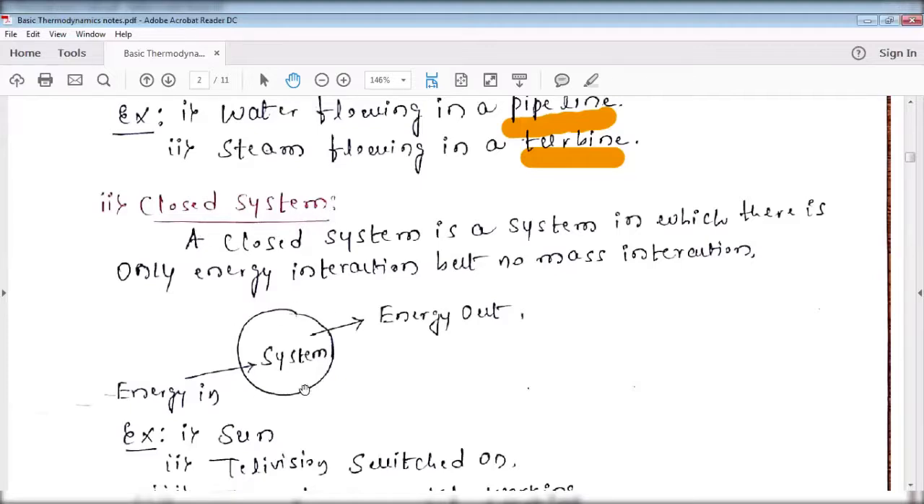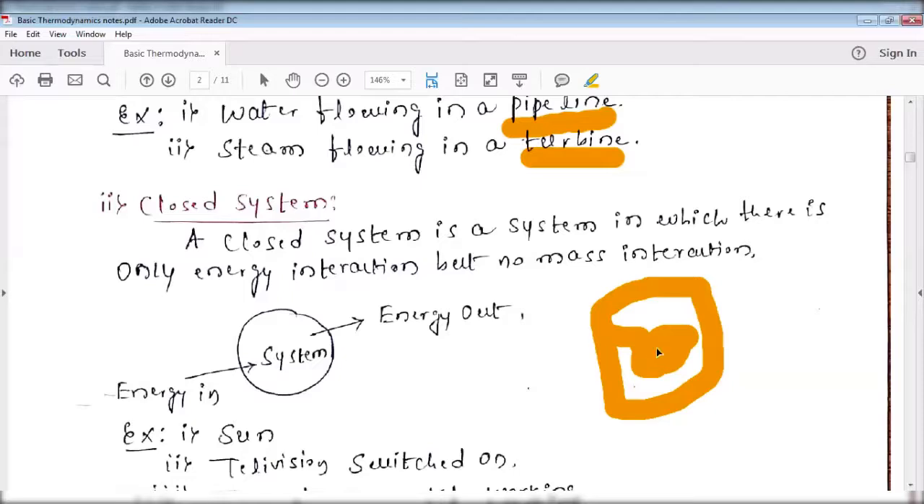The best example for a closed system is a container. Assume that this is a container, right? Inside the container, there is water. This water temperature is around 100 degrees Celsius. This container is perfectly closed. The container is made up of metallic sheet, that is mild steel. Inside the container, there is hot water at around 100 degrees Celsius.